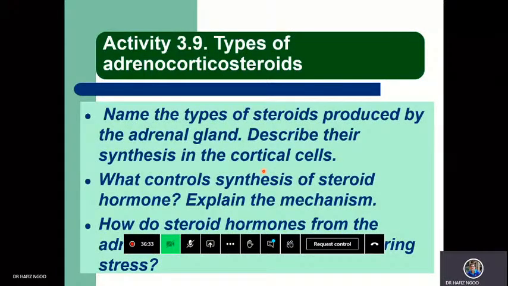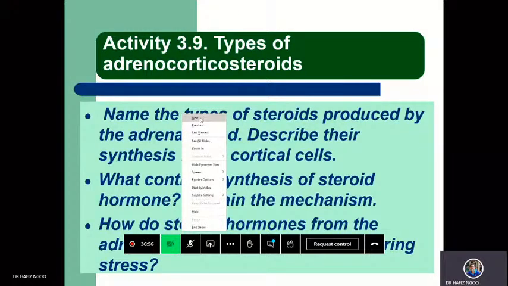Okay. Name the type of steroid produced by the adrenal gland and describe the synthesis in the cortical cell, and what controls the synthesis of the steroid hormones. Explain the mechanism, and how do steroid hormones from the adrenal cortex exert their effect during stress? So how does that release affect stress? Okay, this activity is 3.9.